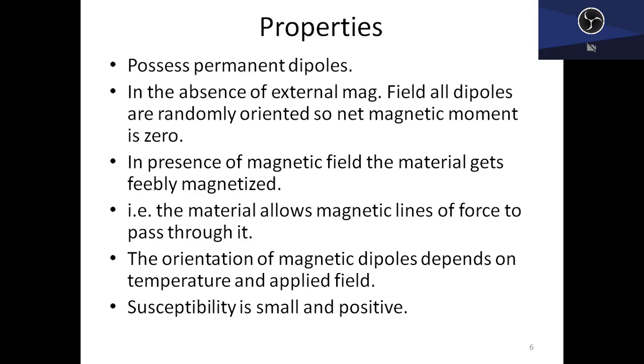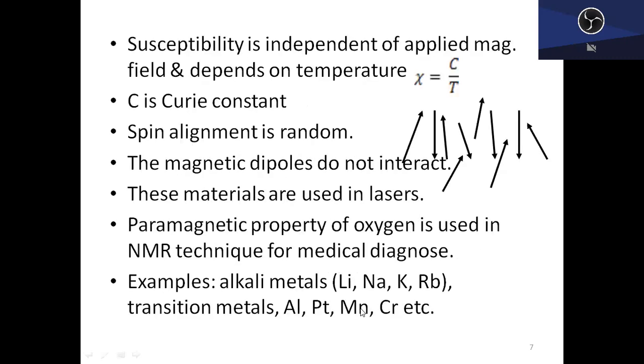The susceptibility value is very small, but greater than the susceptibility of diamagnetic material. Being small also, the value of magnetic susceptibility for this magnetic material is large when compared to the diamagnetic material. So susceptibility is independent of the applied field and depends on the temperature.